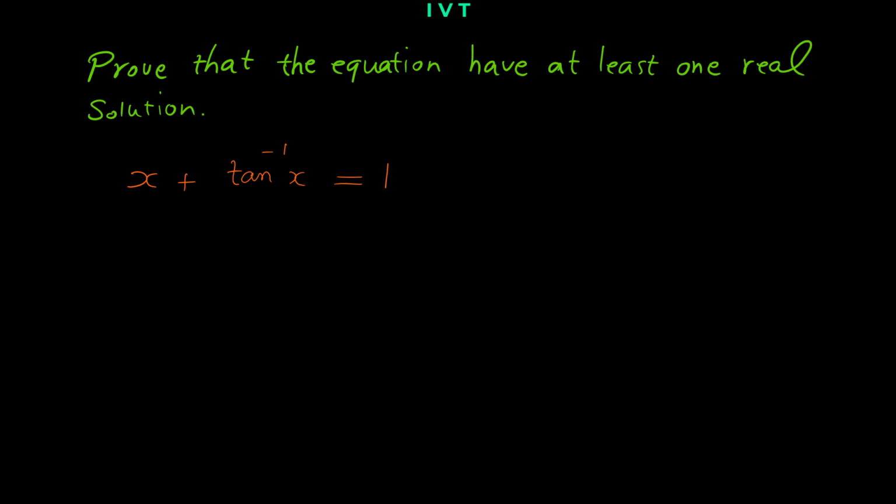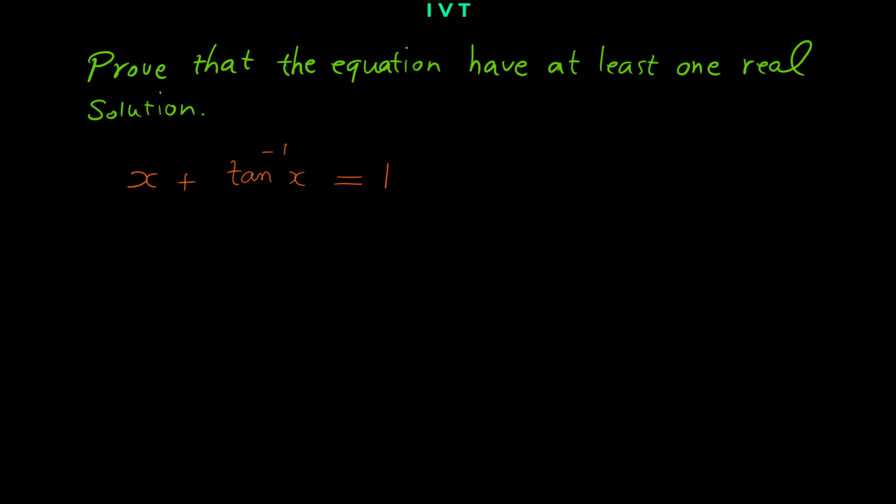Hello and welcome. In this video we want to do some questions using intermediate value theorem or IVT. The first question is this: prove that the following equations have at least one real solution.